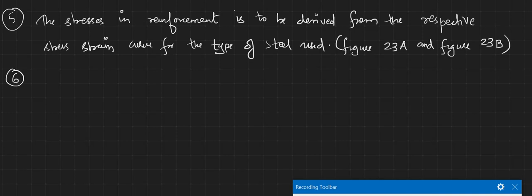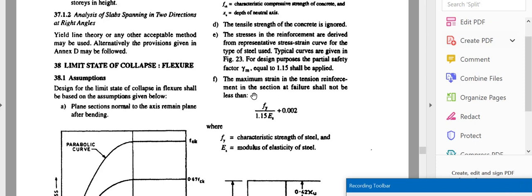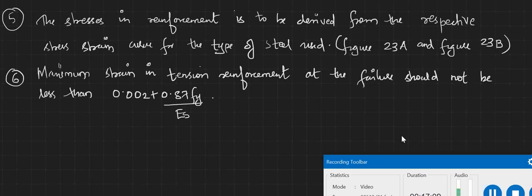Now the assumption number 6: the maximum strain in tension reinforcement in the section at failure shall not be less than fy by 1.15 Es plus 0.002. That is, the maximum strain in the tension reinforcement at failure should not be less than 0.002 plus 0.87 fy by Es. I will tell you why this assumption is made while discussing the different types of failures in a singly reinforced section. So these are the assumptions in the limit state of collapse flexure.